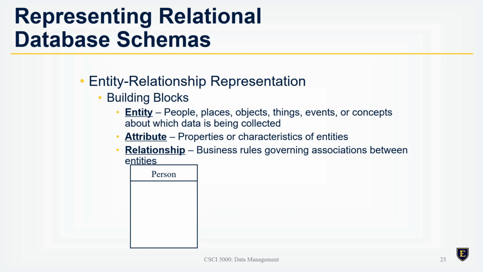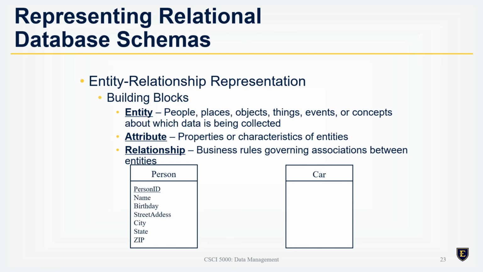So here we have a person entity displayed, and at the top of each of these boxes we will see the name of the entity, and then within it we will see the list of attributes for that entity. So we can see that that person has a person ID, which is the primary key. We underline it there. That person also has a name, a birthday, a street address, city, state, and zip. We add a second entity called car.